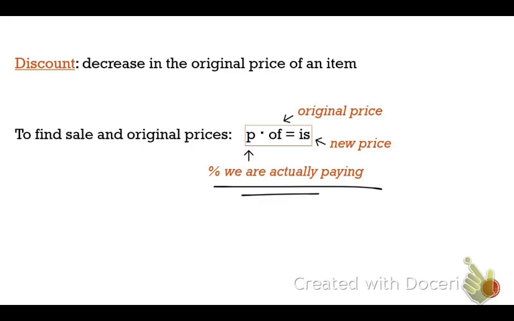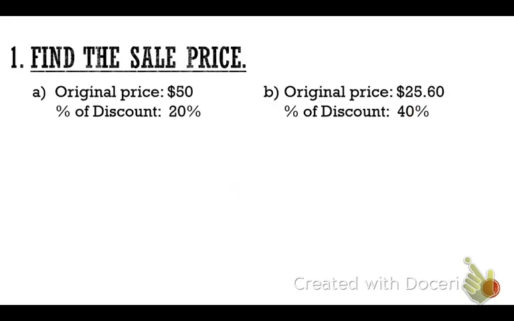Okay, so that's where the P, we're going to go ahead and put the percent that we're actually paying, and we'll change that to a decimal. The of is going to be your original price, and the is will be the new price after the discount. So let's just go ahead. We're going to do a few of these problems together. We're basically trying to find the sale price.